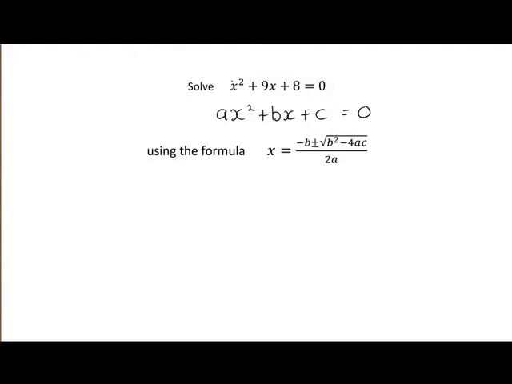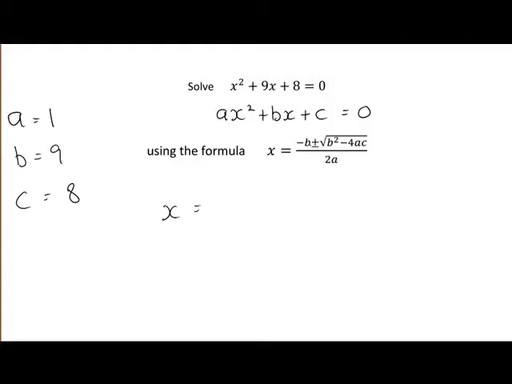So we can see here within our quadratic equation we have just x squared, which means it's 1x squared. So that means a is equal to 1. B is the x coefficient, so b corresponds to 9 in this particular equation, so b is equal to 9. And finally c, the constant, corresponds to 8, so c is equal to 8. So at this point we know what a, b and c are. So we can substitute for a, b, and c in our formula.